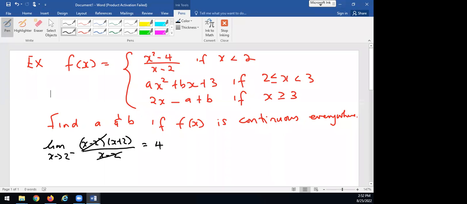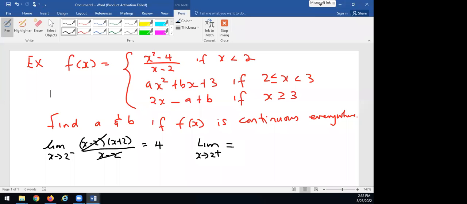Now let's do the right-hand limit. So you're going to have the limit as x approaches 2 from the right. In this case, this is a polynomial, so you can do a direct substitution. 2 from the right would be the equation that tells you that x is greater than 2. So it's going to be this second one. So let's plug in 2 anywhere we see x.